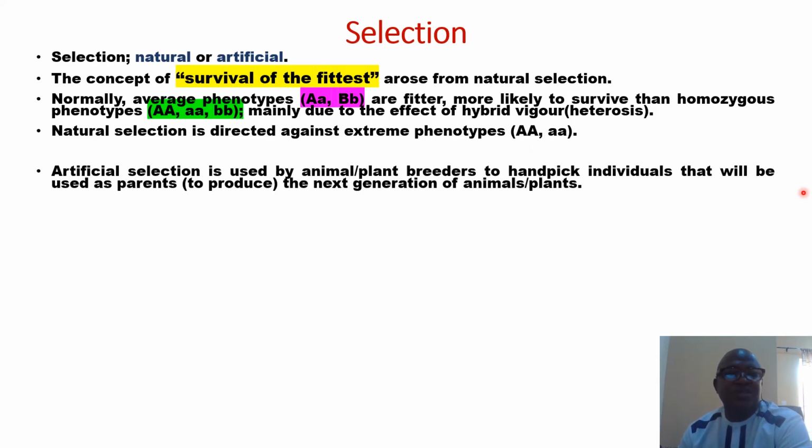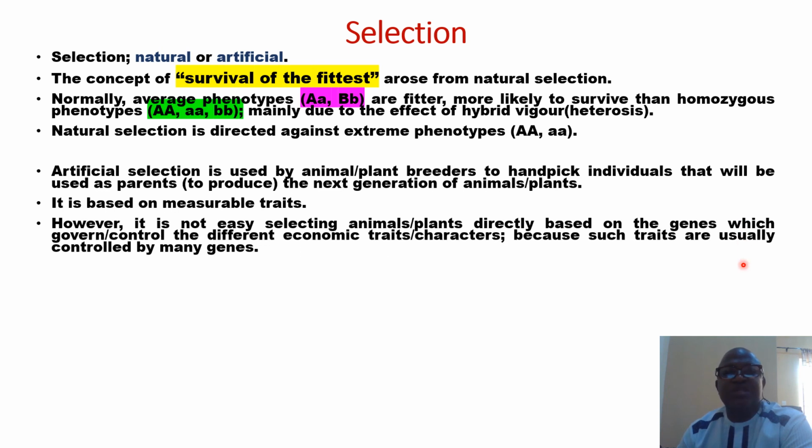Now, artificial selection, just like mutation and migration, could be used by plant and animal breeders to handpick individuals that will be used as parents to produce the next generation of animals and plants due to their fitness. And selection is based on measurable traits.